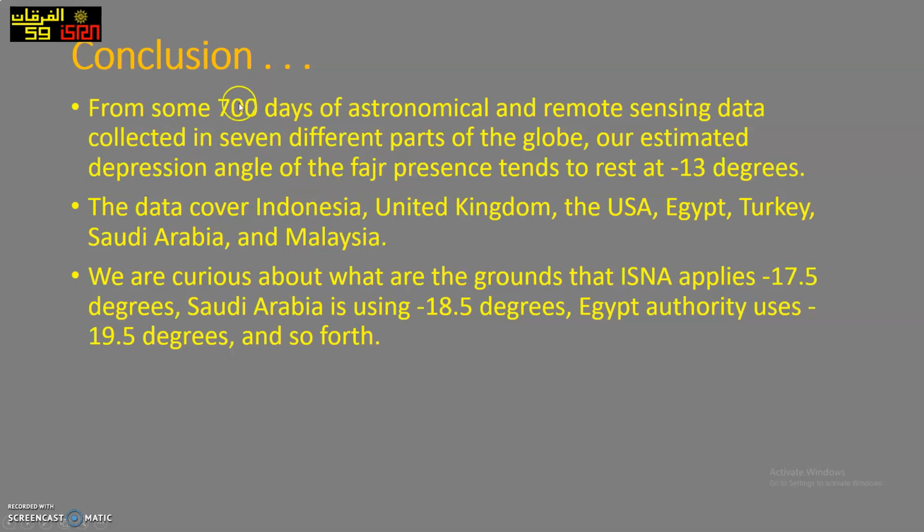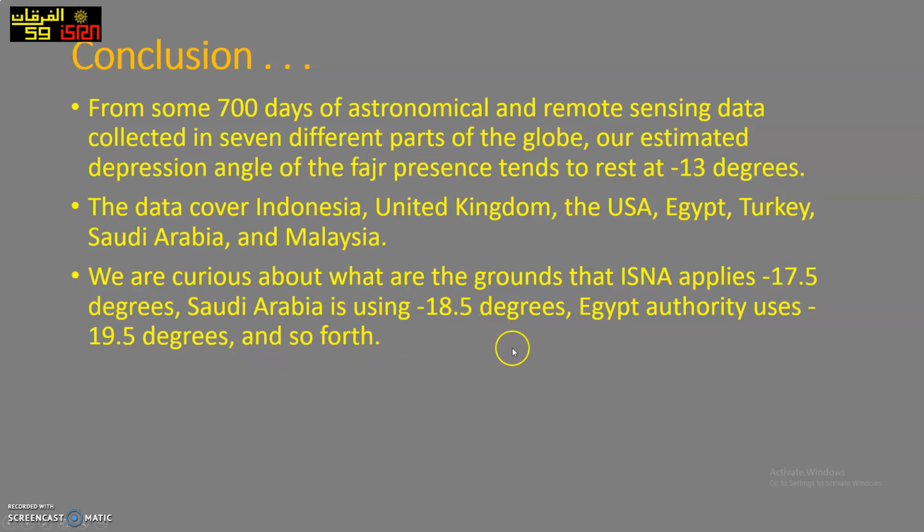From some 700 days of astronomical and remote sensing data collected in 7 different parts of the globe, our estimated depression angle of the fajr presence tends to rest at -13 degrees. The data cover Indonesia, United Kingdom, the USA, Egypt, Turkey, Saudi Arabia, and Malaysia. We are curious about what are the grounds that ISNA applies -17.5 degrees, Saudi Arabia is using -18.5 degrees, Egypt authority uses -19.5 degrees, and so forth.